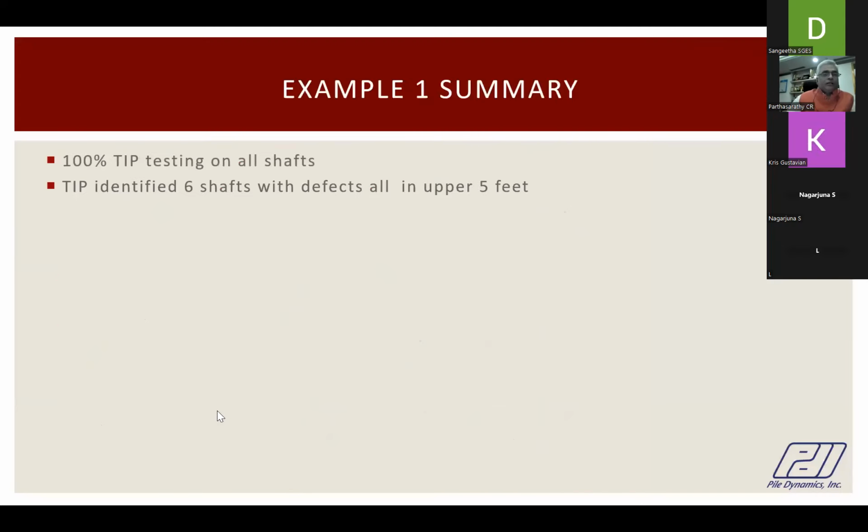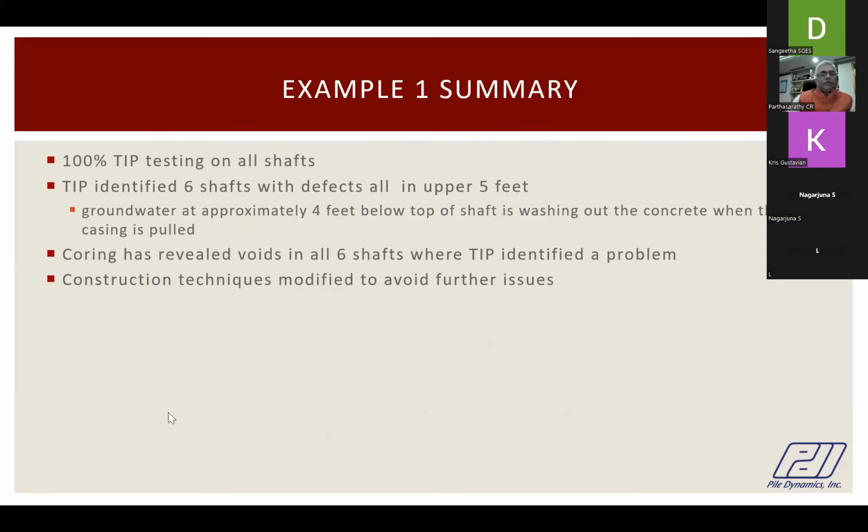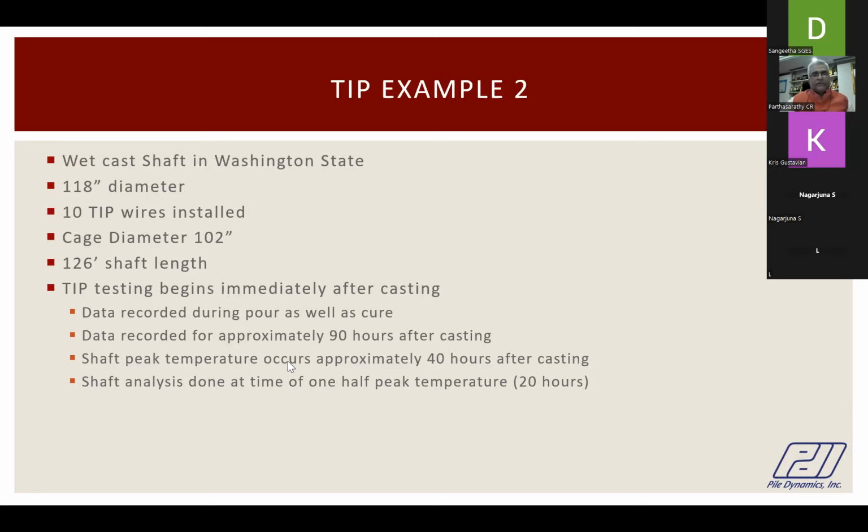So 100% TIP testing was made on the shafts and identified the 6 shafts with defects because of the groundwater approximately 4 feet below, the shaft was washing out when they were pulling the casing. So they made some changes to the construction process and they mitigated the problem. The construction techniques were modified to avoid further issues, and early detection saved considerable cost and delays for the project. Now, in another example, it's a wet shaft. This was data supplied by US PDI.